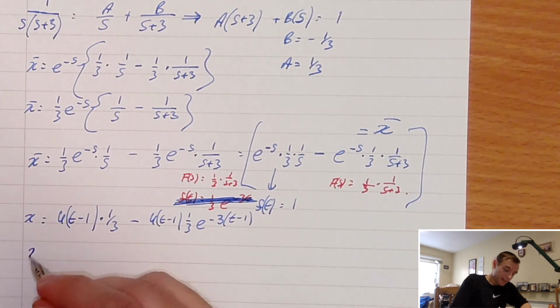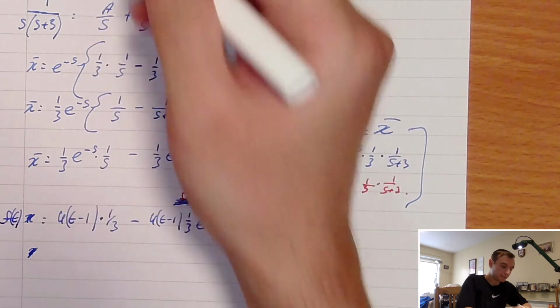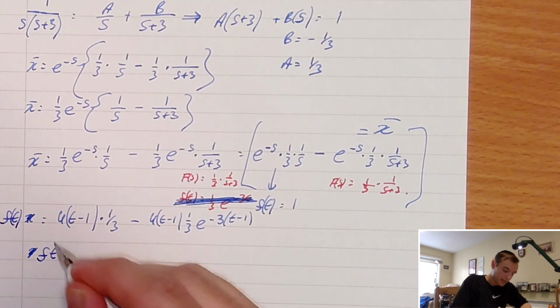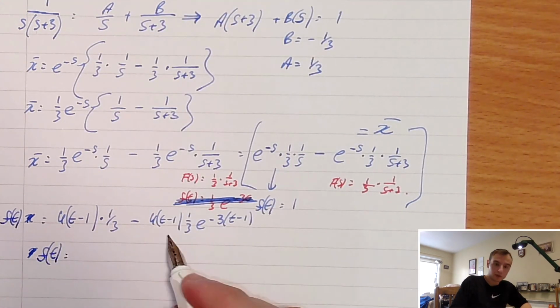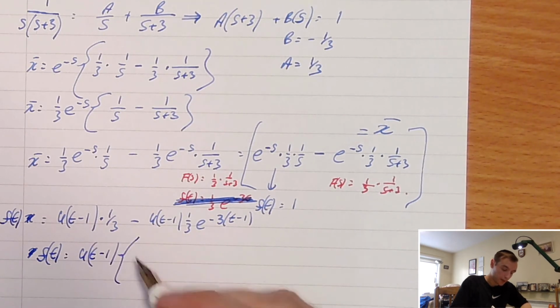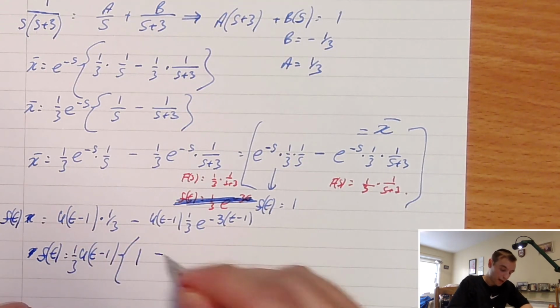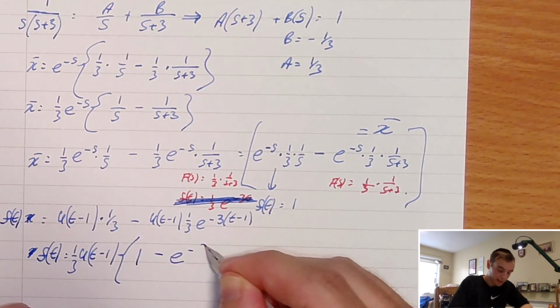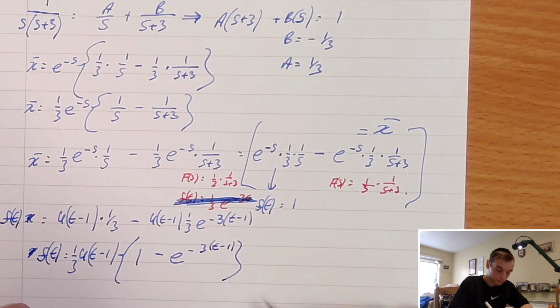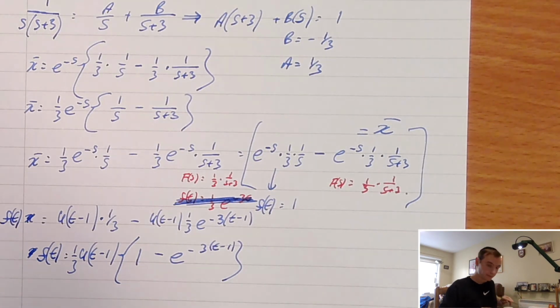So now what we can say is that x is actually going to be f of t, because we let x equals f of t over here. So we can say that f of t equals, and we've got 2 u(t minus 1), so we can take that out, u(t minus 1). And we can take out the 1/3 as well. That's going to be 1 minus e to the minus 3(t minus 1). So that's looking nice. That's looking like a nice kind of response. So let's draw that.